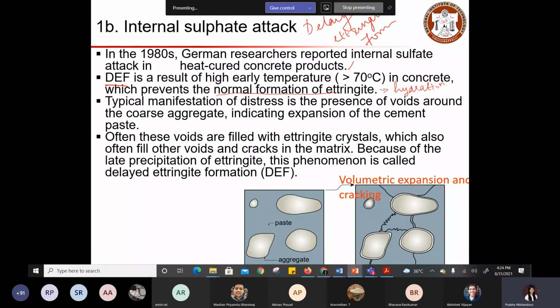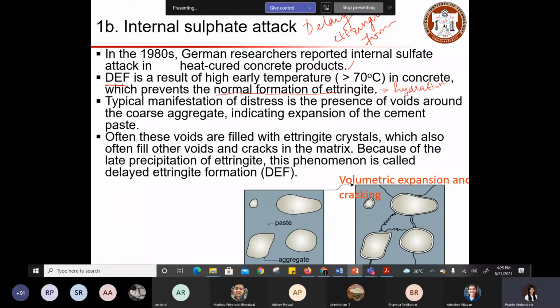So in the hydration process, ettringite is one of the hydrated products that you obtain at the end of hydration, right? When the formation of ettringite is suppressed during the hydration process, and this is allowed when your concrete is hardened, then the formation of ettringite leads to expansion in the hardened concrete and cracking. This is a typical case when you have a higher temperature in the early concrete. Such high temperature in the early stage prevents the normal formation of ettringite that occurs during hydration.